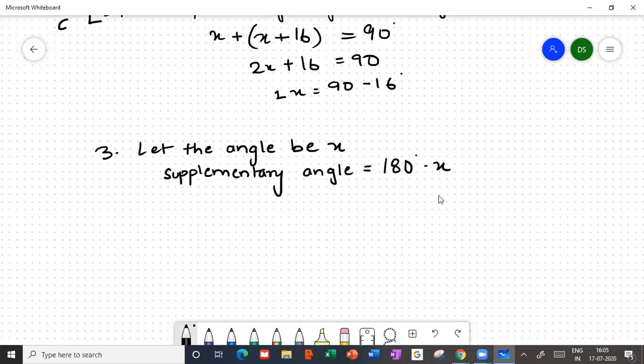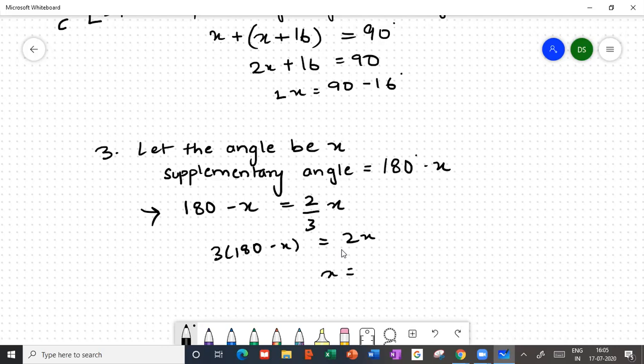So the question says that the supplement is 2/3 of the angle, right? So basically it says 180 minus x is equal to 2 by 3x. The supplement of the angle is 2/3 of itself. So this is how that statement is written. Right, and then you solve this. You multiply by 3, and solving it you'll get x as 108. Correct, and the other angle will be 180 minus x, which will be 180 minus 108.